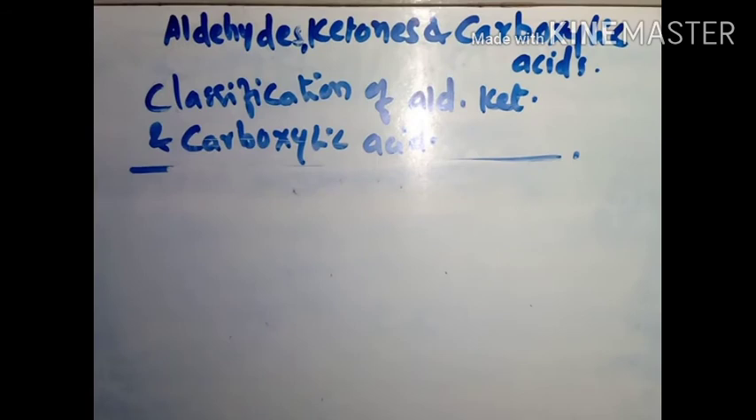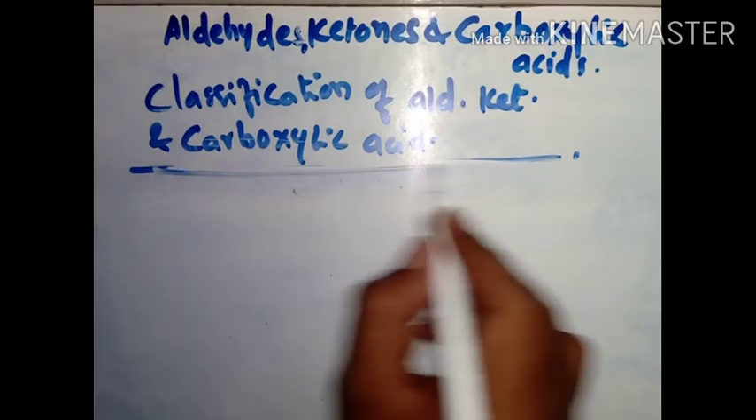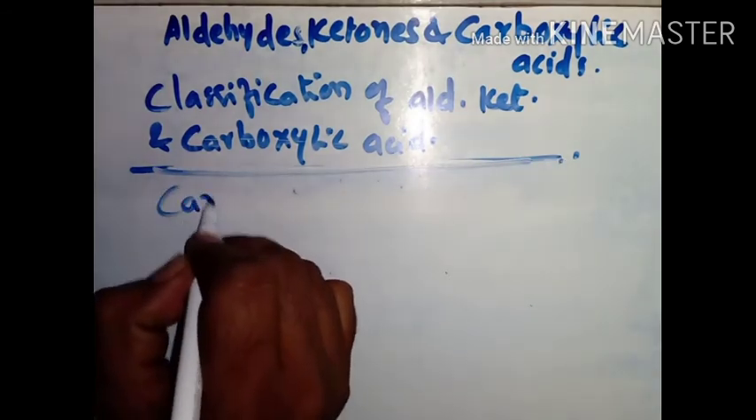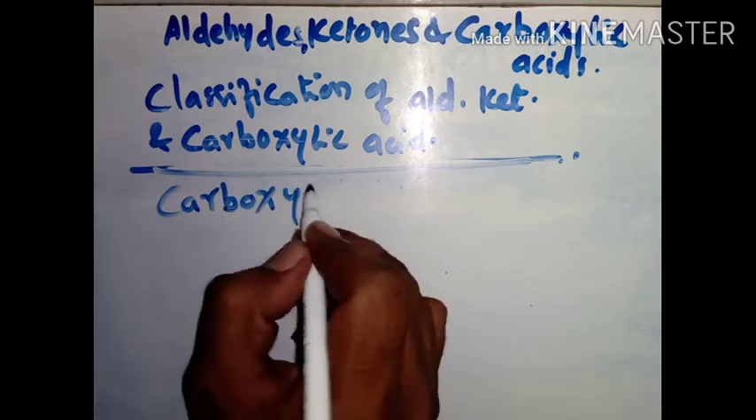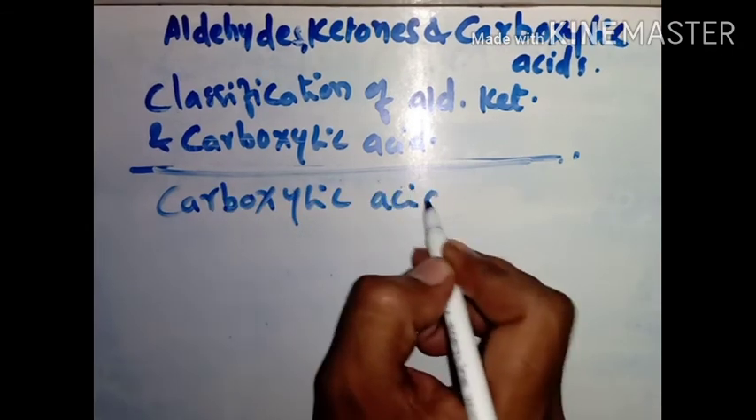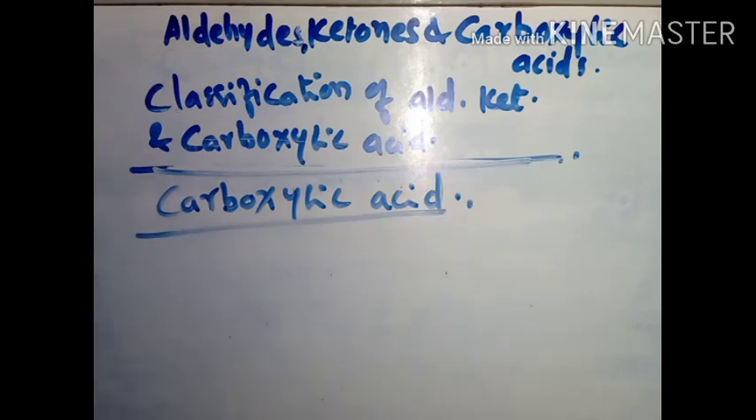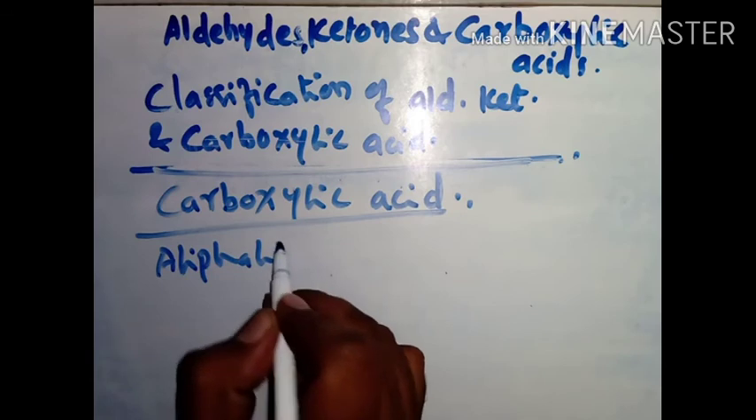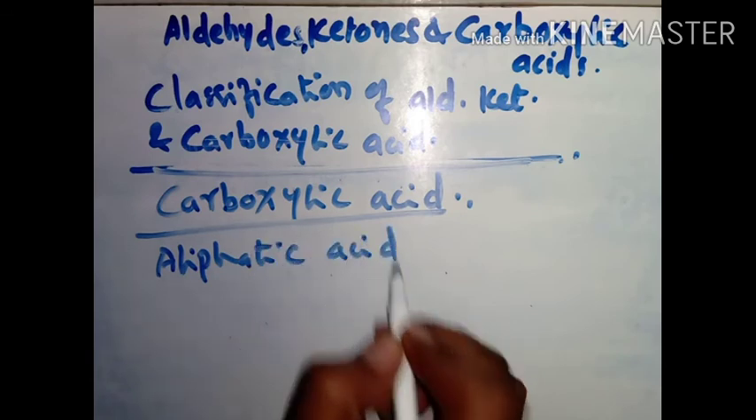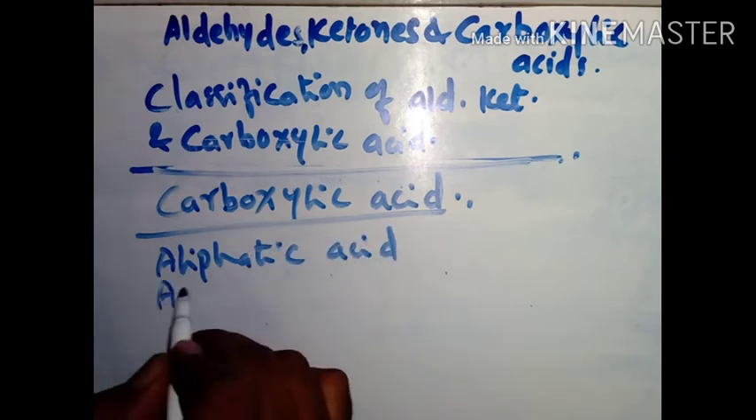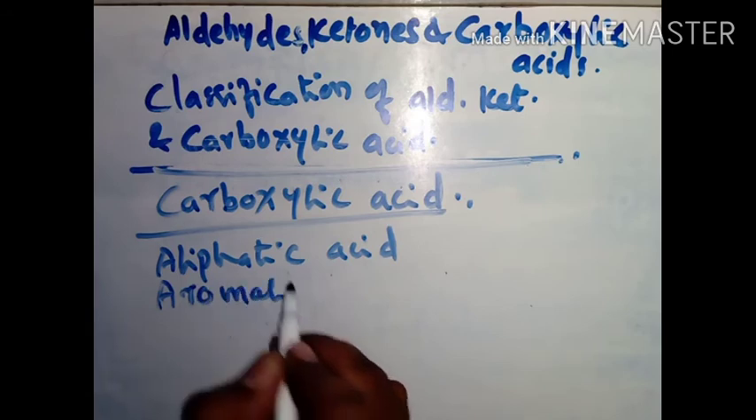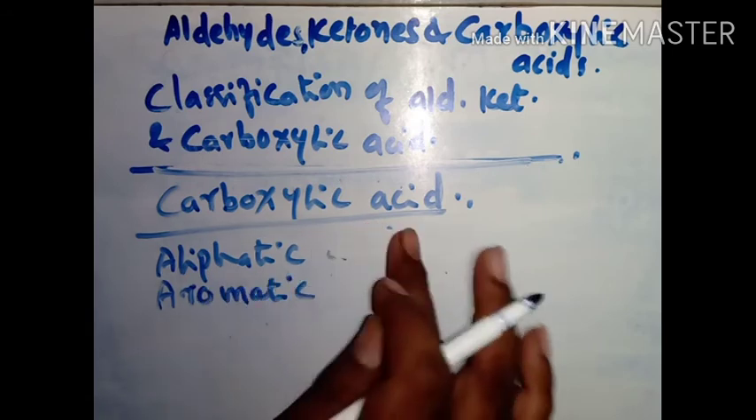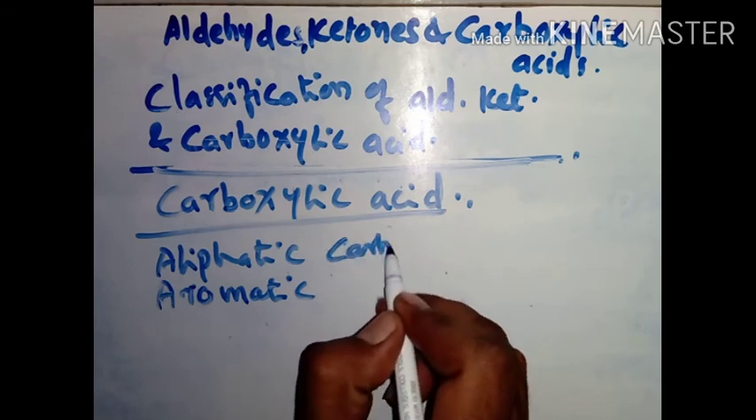Now another classification of organic compounds, that is carboxylic acids. Carboxylic acids are the acids in which the COOH group is present, known as the carboxylic acid group. Now these are also classified as aliphatic carboxylic acids, and second, aromatic carboxylic acids.